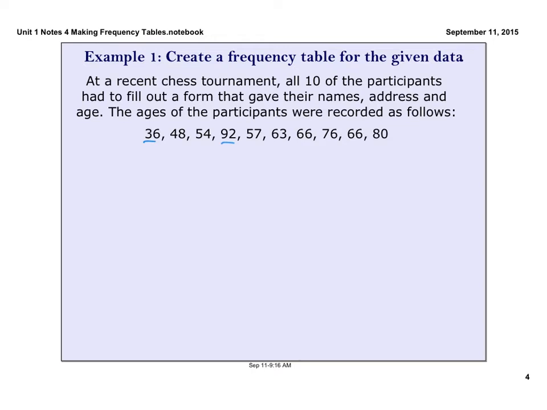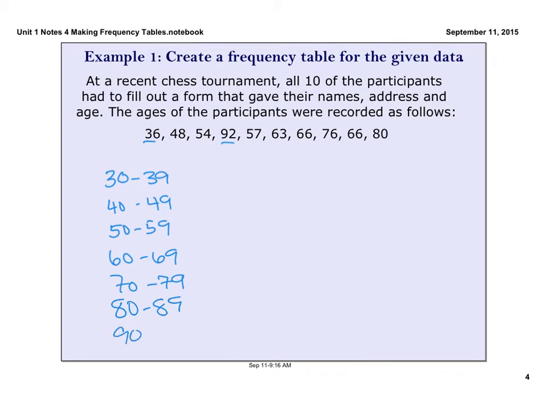I'm going to say 30 to 39. And then I'll go 40 to 49, 50 to 59, 60 to 69, 70 to 79, and then I'm at 80 to 89 and 90 to 99. That's my last interval there. So if I set this up as a table, I'd have a column, which is kind of like my age. I'll mark that with age.